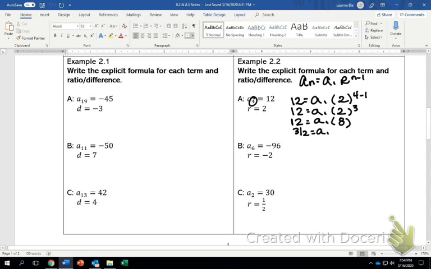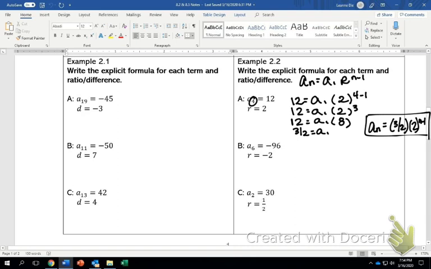So if I were to write my answer, my explicit formula, it would be a sub n equals 3 over 2. Remember, if it's a fraction, you put it in parentheses. And no matter what, you put your ratio in parentheses. So that would be 2 to the power of n minus 1. All right, same process again, but with the next problem.